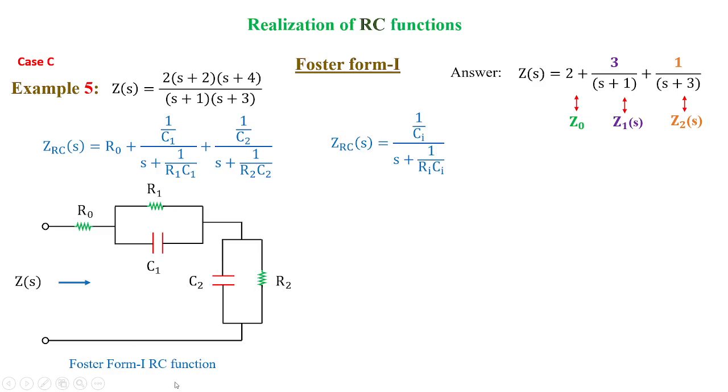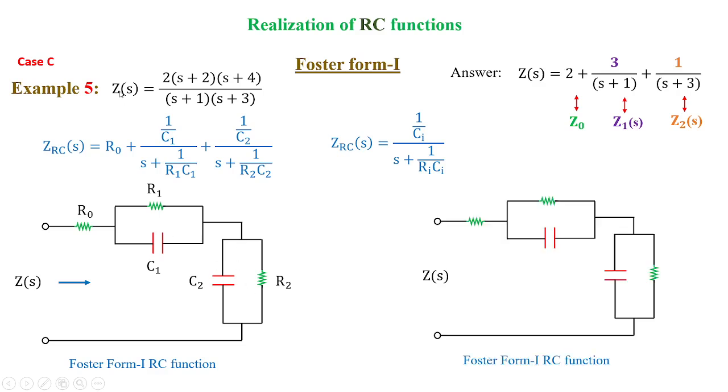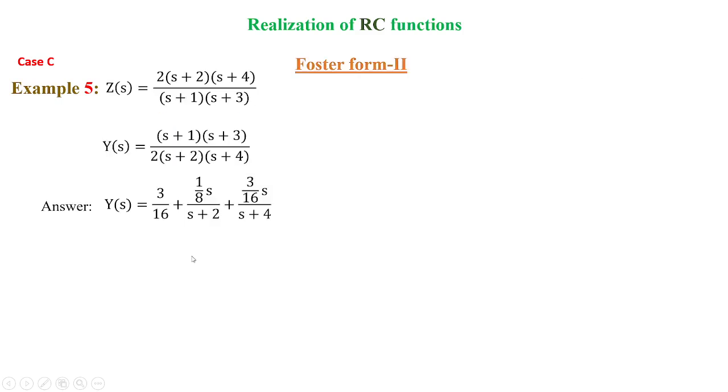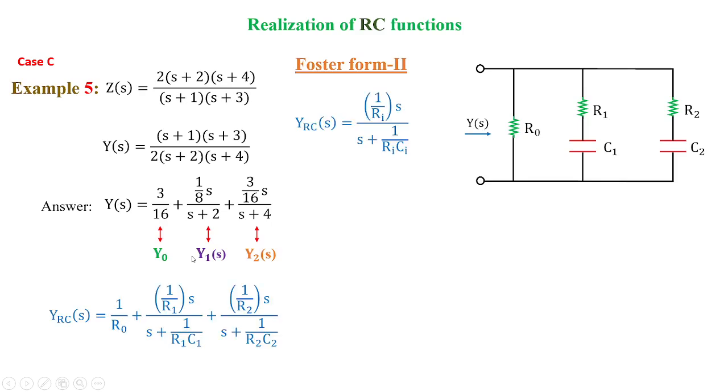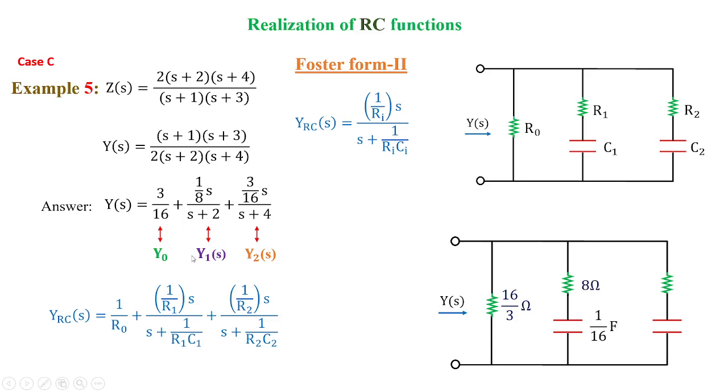Now the Foster form 1 representation for RC function for this particular example is shown over here. Just replace the values, and you are going to get the Foster form representation for RC function under case C. And similarly we can get the value of the admittance function and the representation of admittance parameters for Foster form 2, which is shown in this particular representation. Now we'll go with the last example.